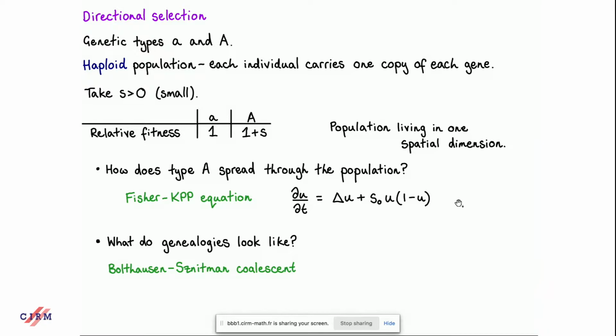And it turns out that if you take an initial condition for this equation that's front-like, then it converges to a traveling wave, a particular traveling wave solution of the equation. So that's roughly how the type capital A spreads out through the population, according to this traveling wave.